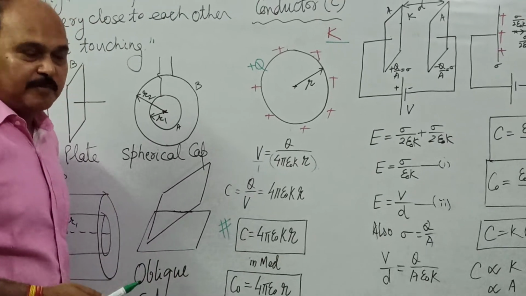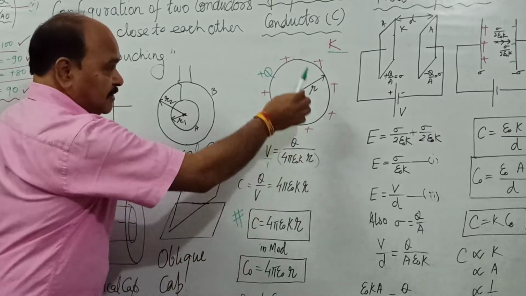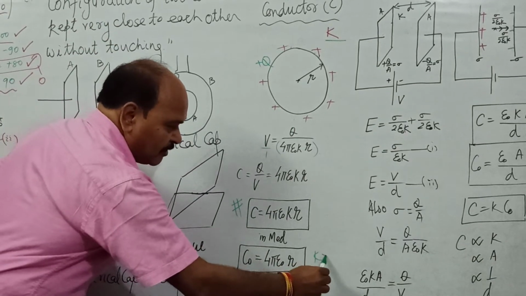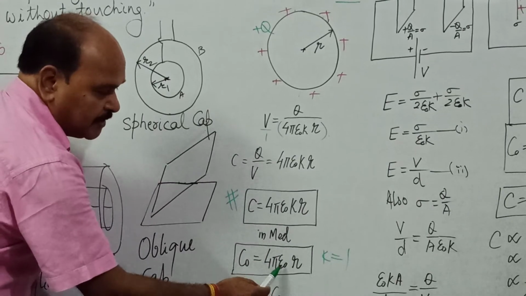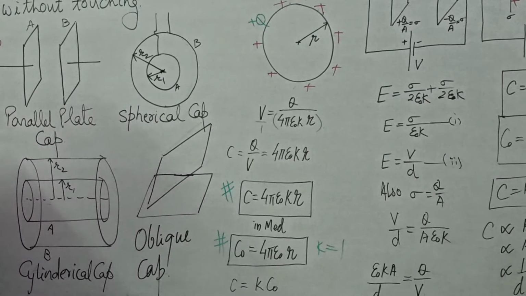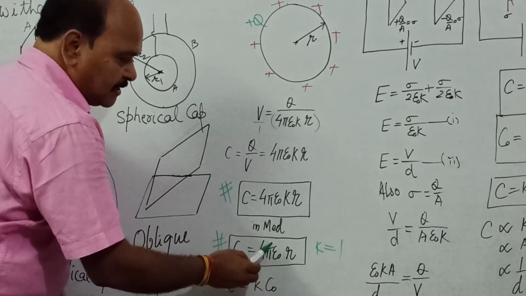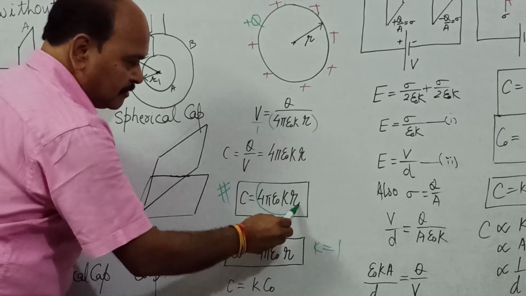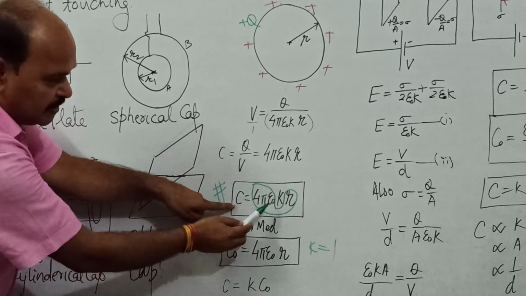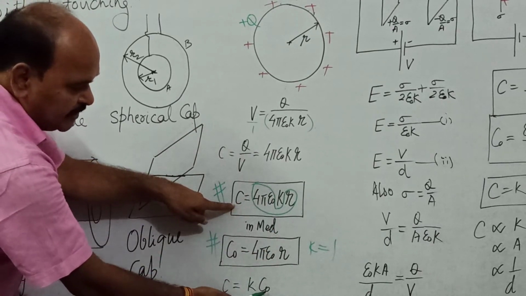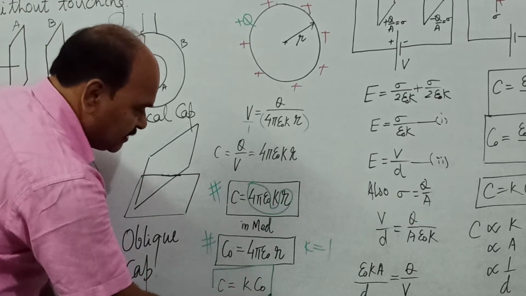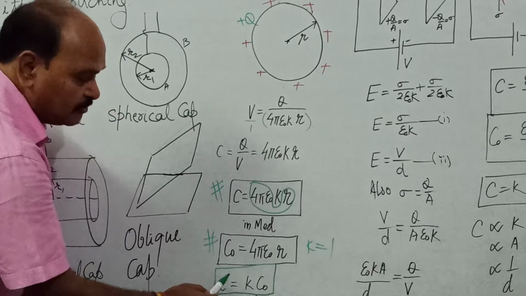K is the dielectric constant of the medium. And if this spherical conductor is placed in free space, in that case we have to write k as what? 1. Well, capacitance becomes 4 pi epsilon naught r. This is the capacitance of a spherical conductor in free space. And we can see that 4 pi epsilon naught r is C naught. That means this C is going to be C naught times K. So what happens? Due to the dielectric, the capacitance increases by a factor K.